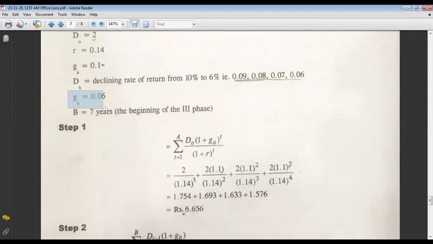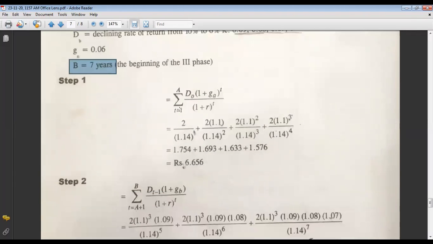So my normal growth rate after 7 years will be 6%, which is given to me in the problem. Total time that I have till phase B is going to get over is 7 years, or we can say the beginning of the 3rd phase. So in this 7 years time frame, I need to calculate the value of my company or the price of my share. So I start with step number 1.